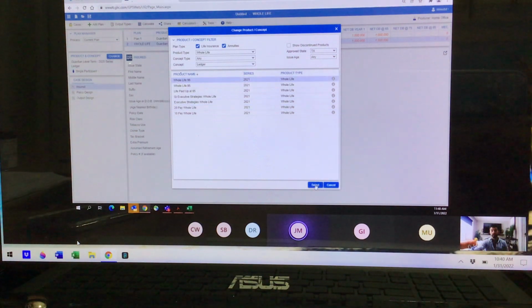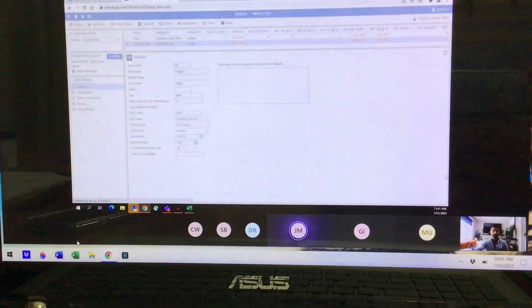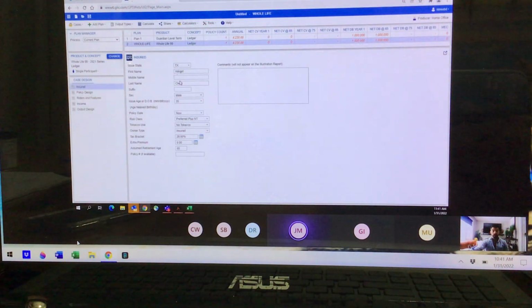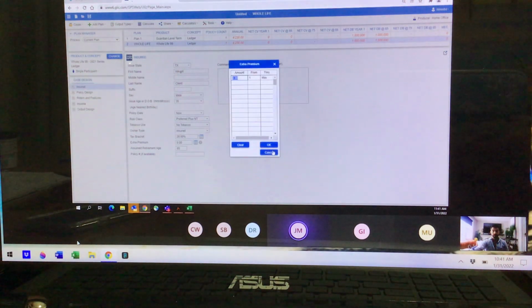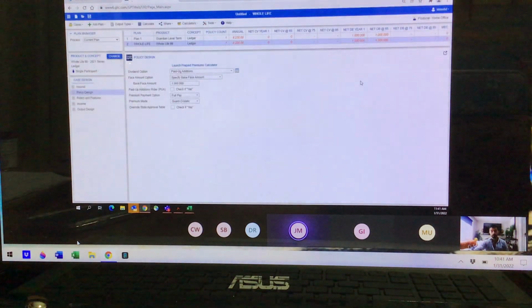We're going to start off with the whole life 99. In this one, we're going to run a couple of simple cases. Again, we're using the same parameters, same 35-year-old male. I have pulled out that extra premium for this case. The 28% tax bracket here could potentially play a role depending on what reports we choose or if the contract is a MEC. Policy design here is going to look a little bit different.